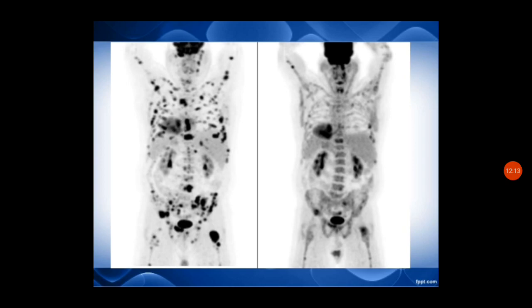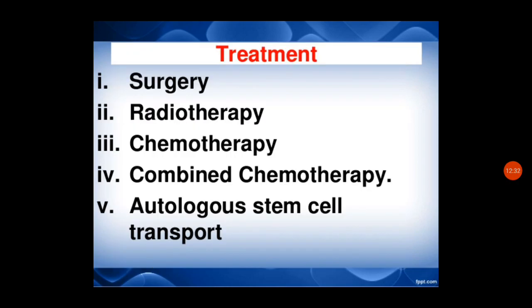So this is the finding which can be seen in the PET scan. So many body parts are involved, and this is the spread pattern which can be expected in non-Hodgkin's disease. When we compare with Hodgkin's disease, this is very diffusely spread.